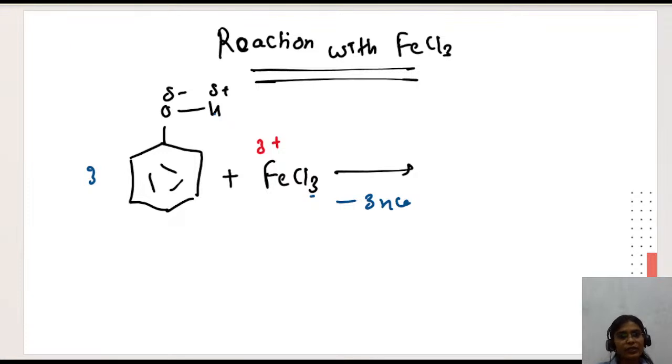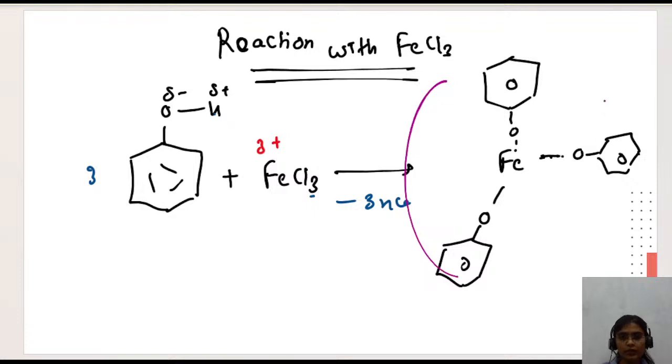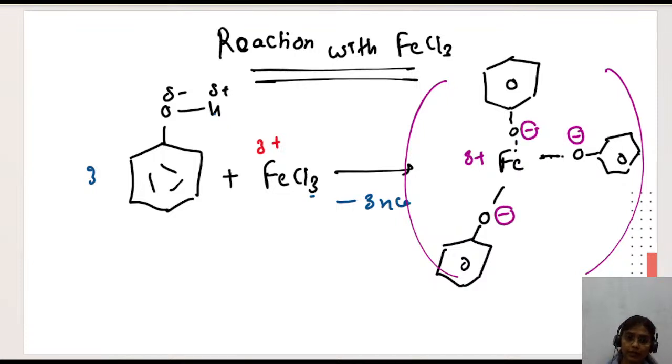There is a complex formation. This is Fe. It's a phenoxide ion because the hydrogen is extracted by the chlorine. This is oxygen, forming a complex with the iron, and this is how the complex formation takes place. It's a coordination complex: iron is in +3 with vacant d orbitals, and oxygen acts like a ligand, so it's a complex of iron.